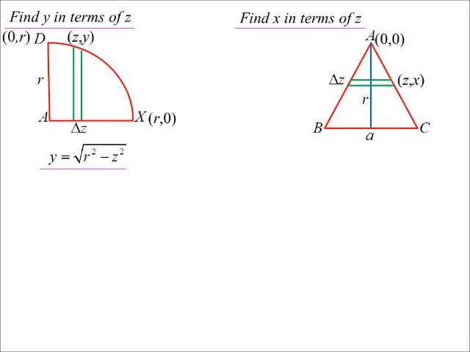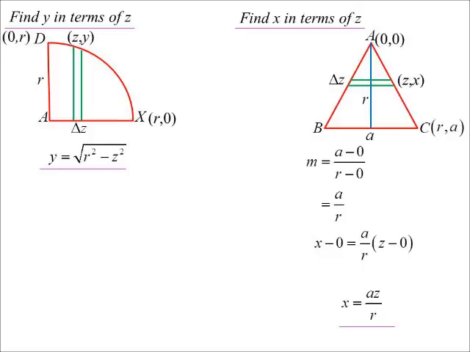So at A, I've got the coordinates 0, 0. When I get to the end, then I've travelled R units along. The width of my slice is now A. I need to find a relationship between R, A and 0, 0. Again, I can see it's a straight line. So, find the slope. A minus 0 over R minus 0. It's A over R. X minus 0 will equal slope times Z minus 0. There it is. X equals AZ over R.